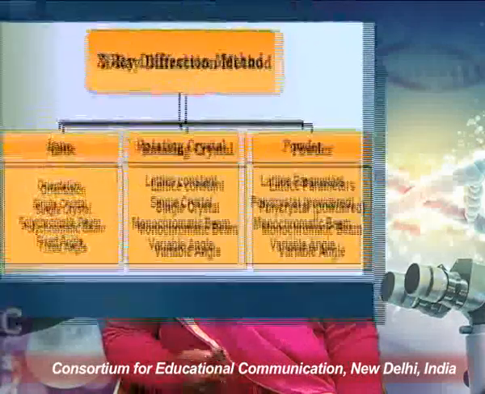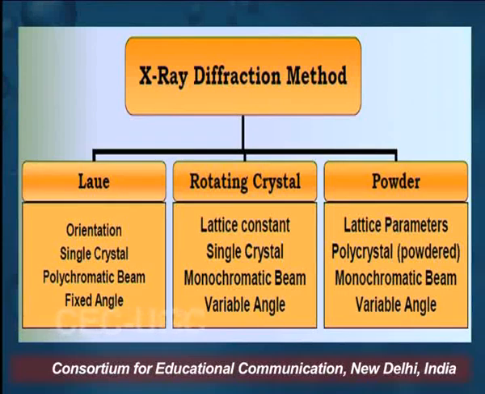Before discussing this, let us compare these 3 methods. In the Laue method we find out the orientation of a single crystal, and a polychromatic beam is used, with the crystal put at a fixed angle. In the rotating crystal method, the angle is variable, and we find out the lattice constant. A single crystal is used for this, and a monochromatic beam is used. In the Laue method, the polychromatic beam passes through the crystal.